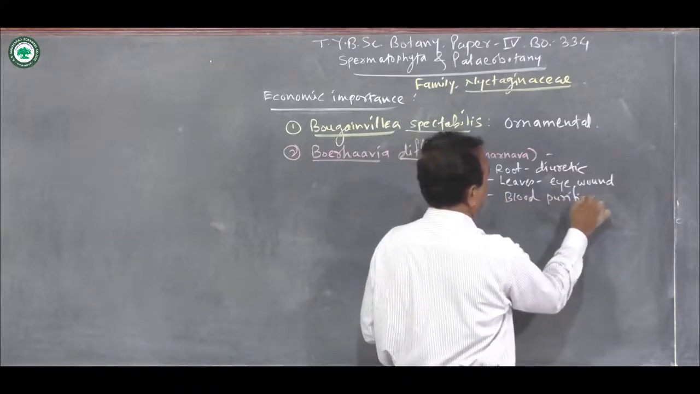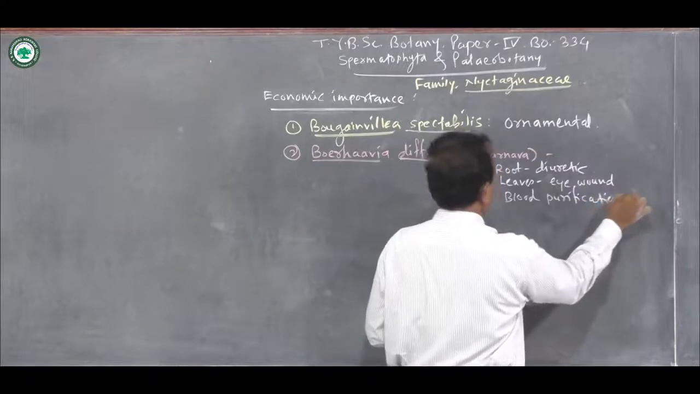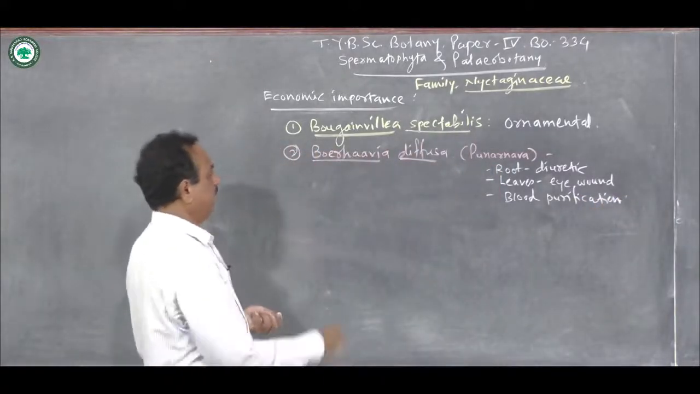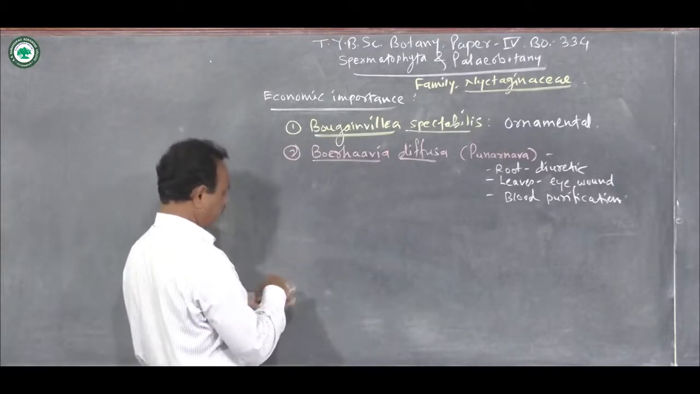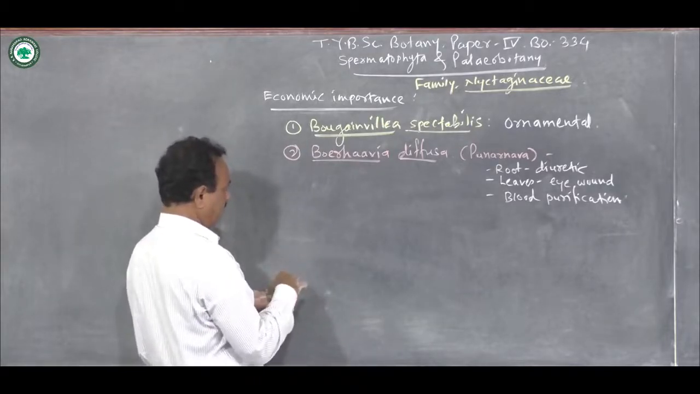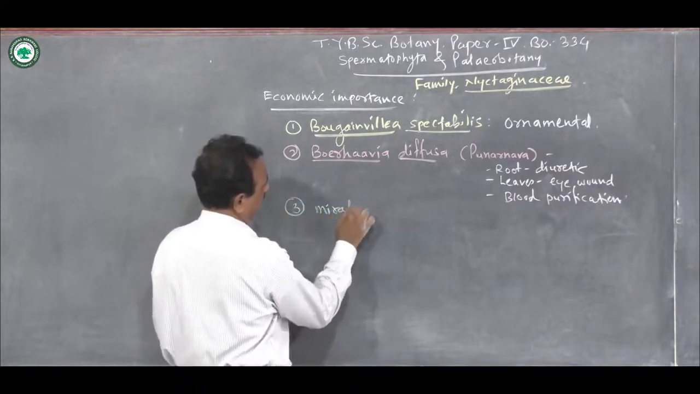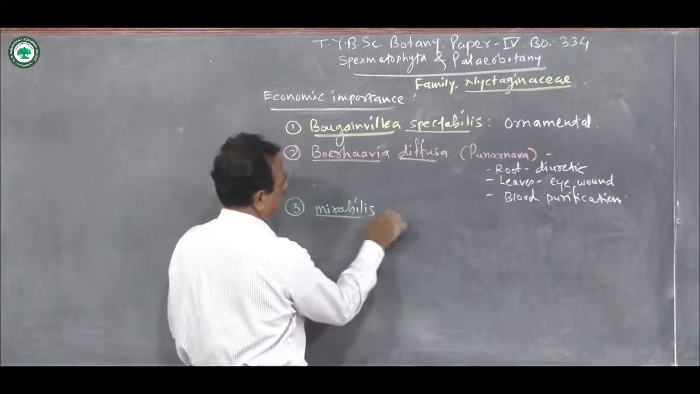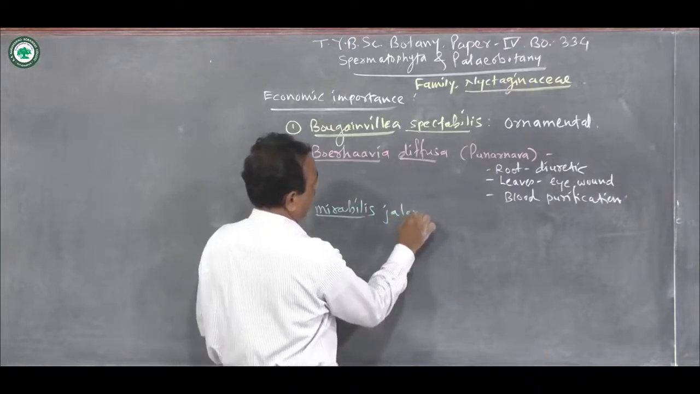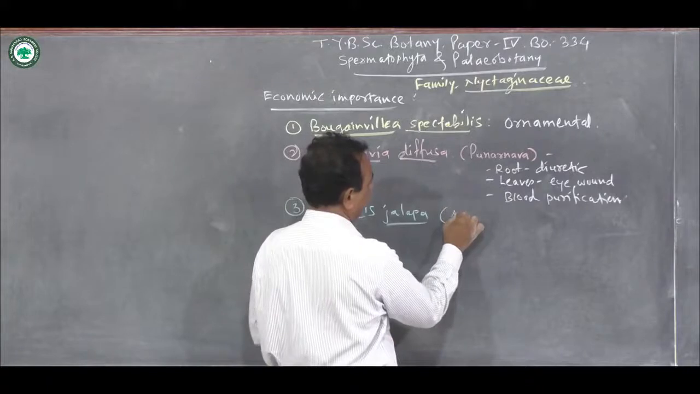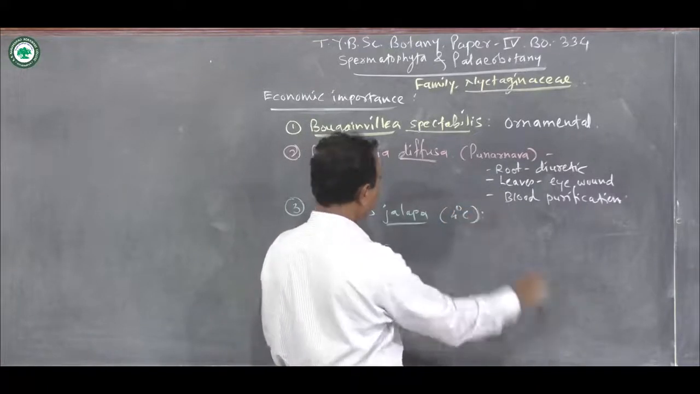For blood purification, these leaves are used. So this plant is a very important vegetable plant. Then the next is Mirabilis jalapa. In Marathi, it is known as Gulbakshi, or may be called the four o'clock.